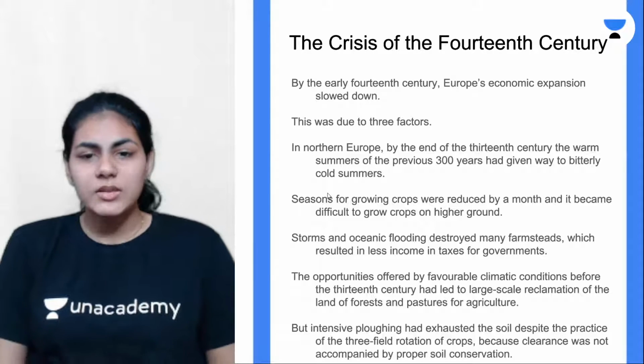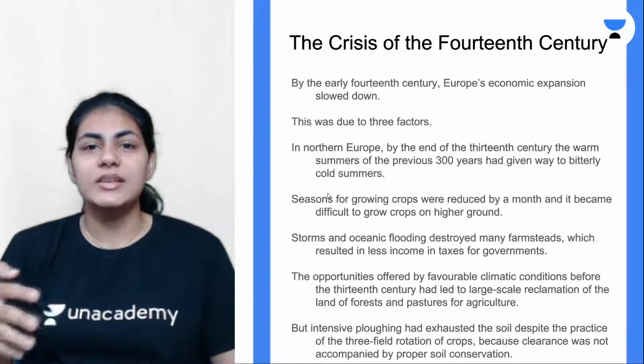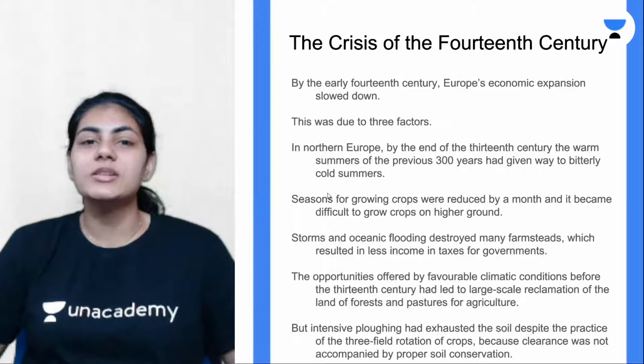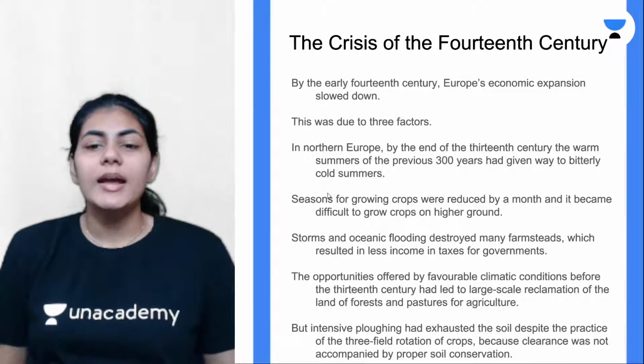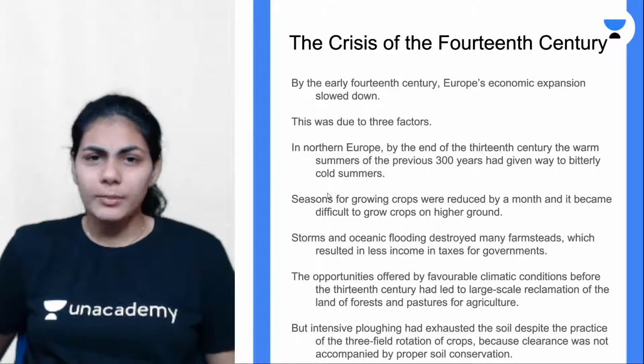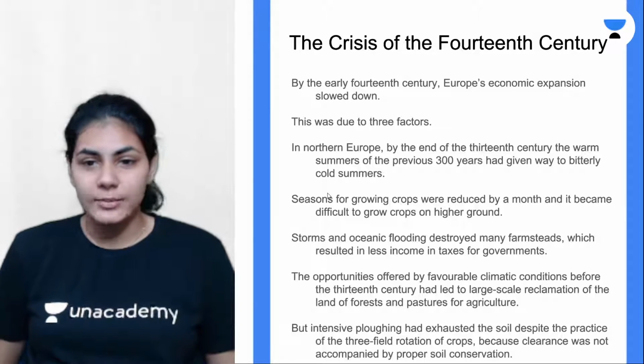natural factor. All these forest lands, all these pastoral lands where animals used to graze for grass and all that, they were also becoming much more difficult because of the cold climates again.